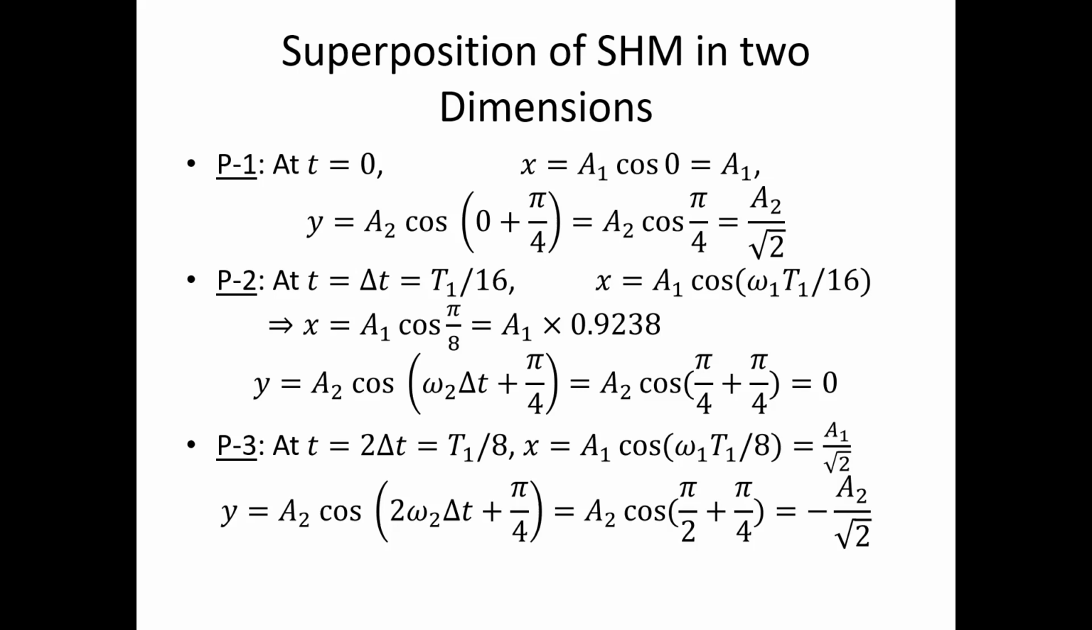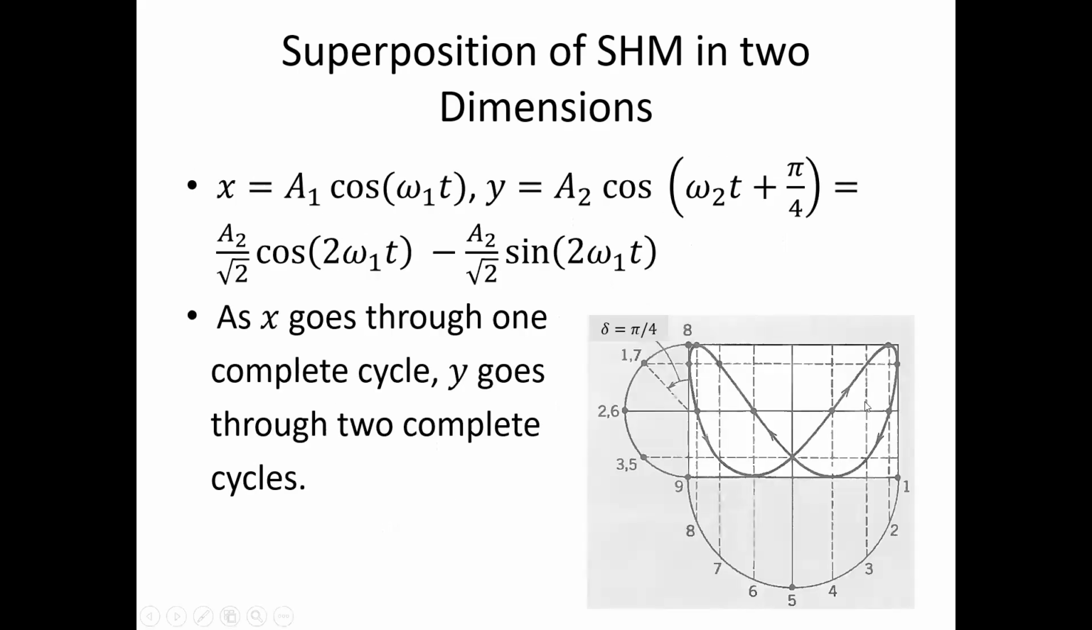So at t equal to delta t, that is t1 over 16, we have some value of x and 0 value of y. So that's what we have here. This is position number 1, position number 2. In this semicircle, it is moving in the anti-clockwise direction, and in this semicircle, it's moving in the clockwise direction. As a result, we have the net position of the particle on the x-axis, y equal to 0, and x has some value.